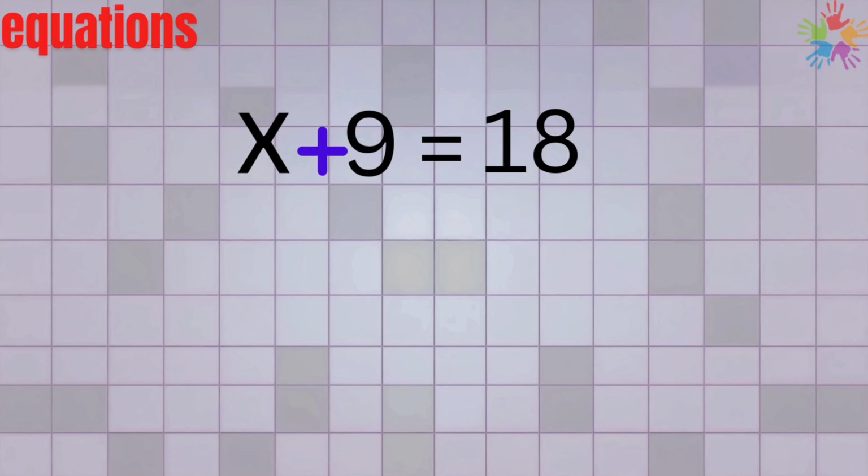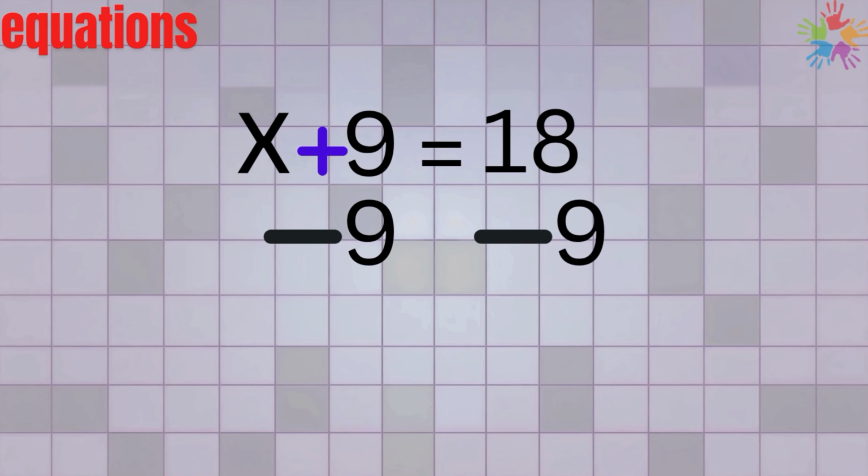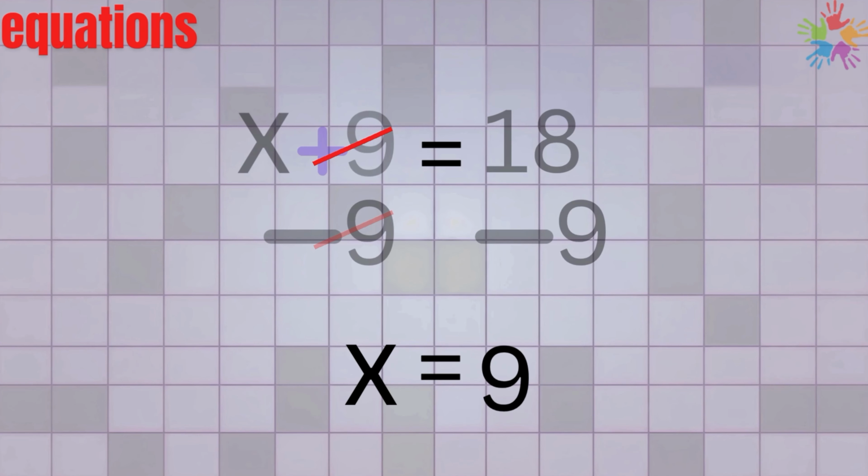Here's another one. A variable plus 9 equals 18. We subtract 9 from both sides. Positive 9 and negative 9 cancel out, leaving the variable all by itself. On the right side, 18 minus 9 equals 9. And so, the variable equals 9.